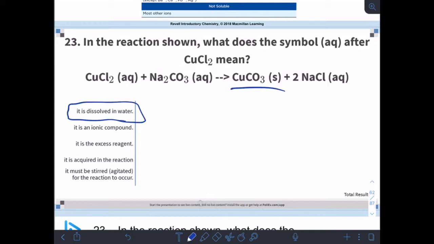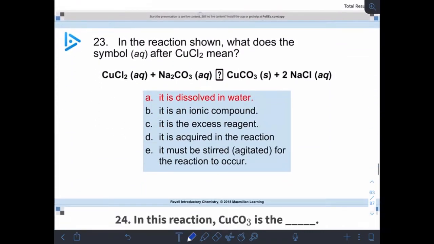Well, not exactly. Remember we talked about when we were learning balancing equations that anything on the left is simply referred to as the reactants, anything on the right is the products. So it's not necessarily acquired, we simply start with it. And it must be stirred for the reaction to occur? Well, we don't have any information about that either. So dissolved in water is our answer.